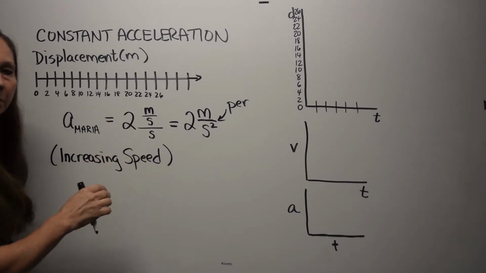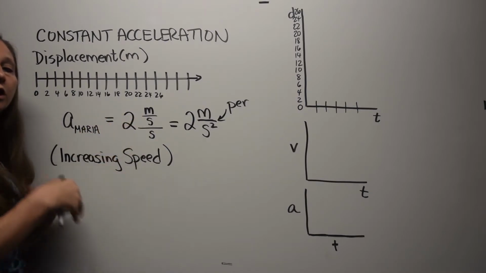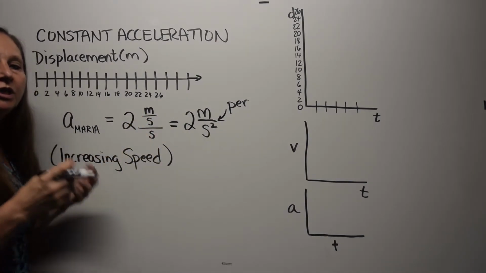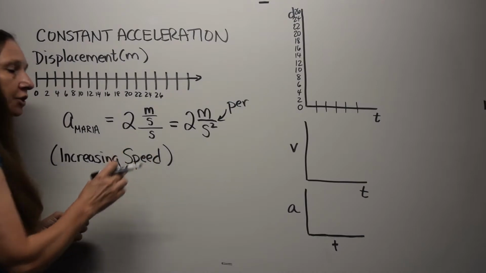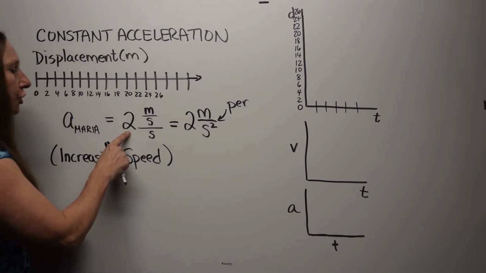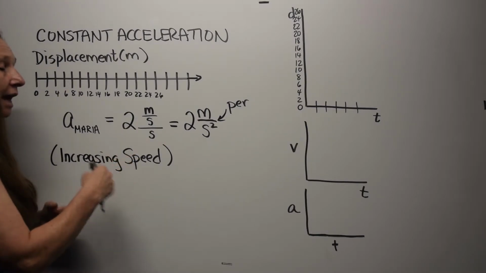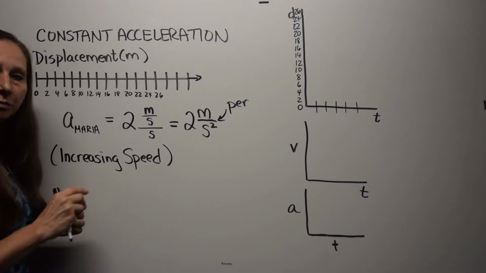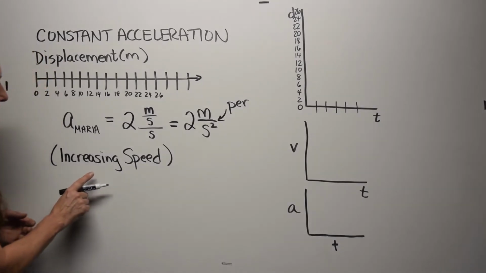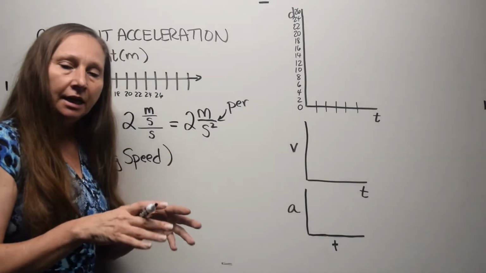And what exactly does this mean? This means that every second, your velocity is going to go up 2 meters per second. So your speed is going to increase. After 1 second, your speed will be 2 meters per second. After 2 seconds, your speed will be 4 meters per second. You've increased another 2. After 3 seconds, your speed will be 6 meters per second. All right, so you're going faster and faster. You are increasing your speed. That didn't happen in the other graphs that we've looked at in detail so far.